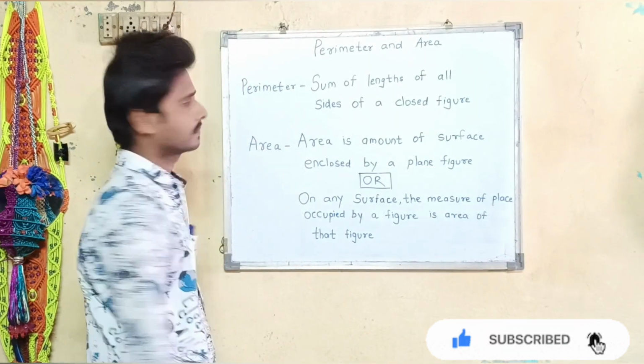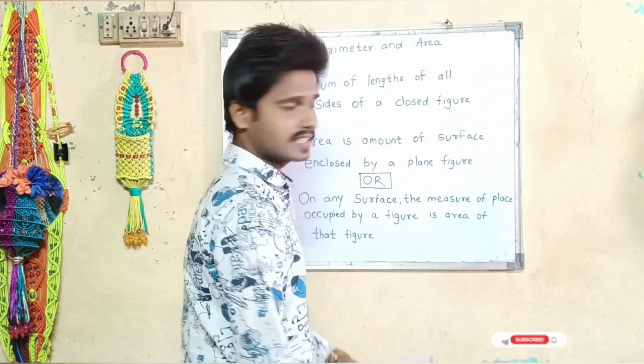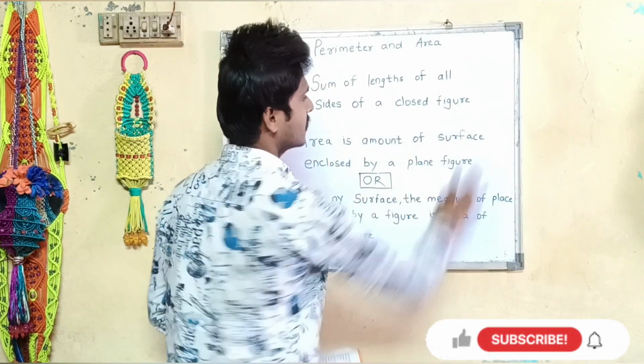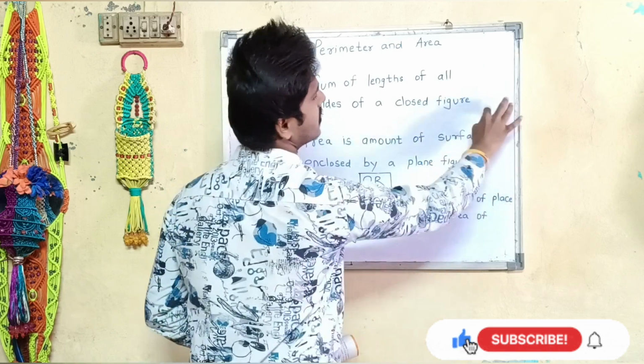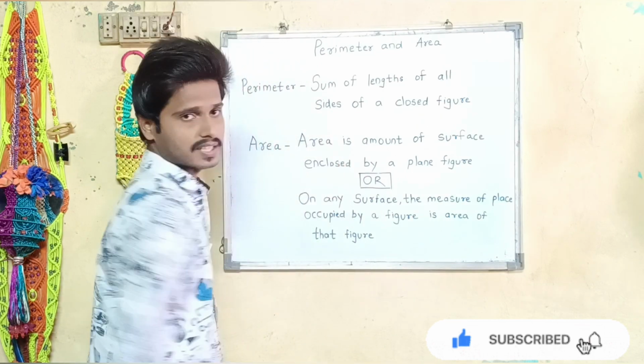Next we will see what is area. Area is the amount of surface enclosed by a plane figure. Means what is area? It is the amount of surface. Means any figure will be given to you. Suppose a square is given, the area that it occupies inside is what we call area.